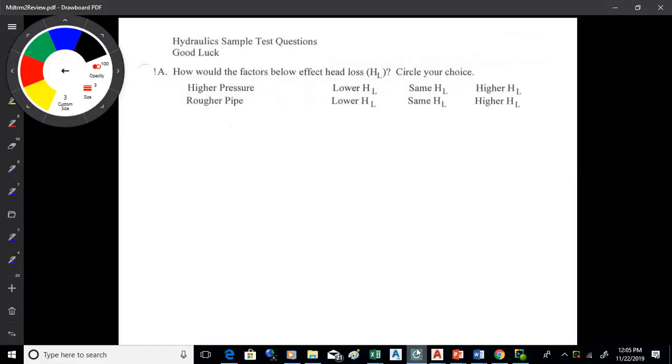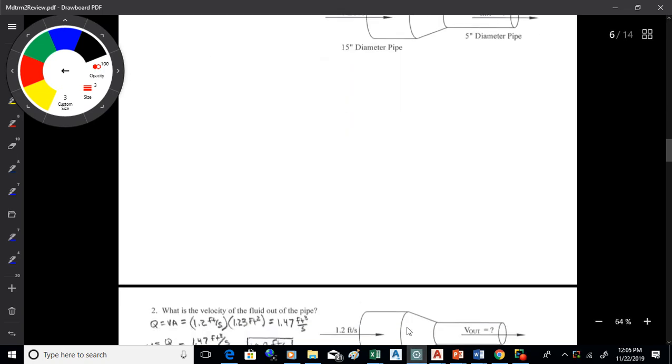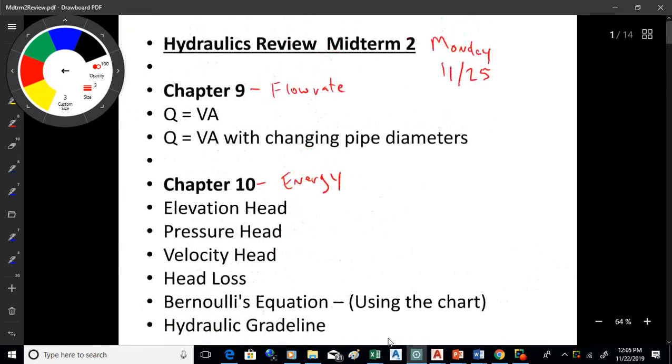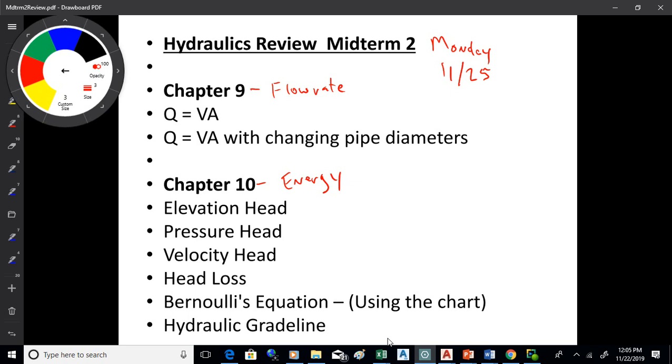All right, so why don't we take a look at this test review that I handed out there. Let's see, why don't we start with what to be looking for on this test. So this is Monday. So chapter 9, we did the flow rate stuff, Q equals VA. We also did it with changing pipe diameters. So I'm sure there'll be something like that on the test.